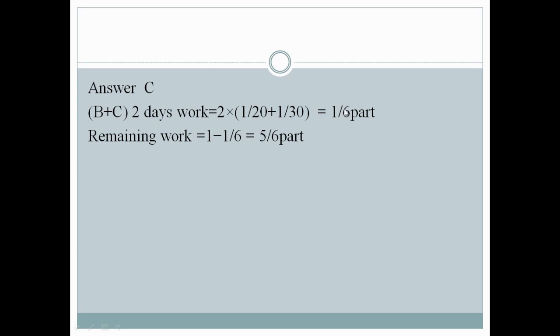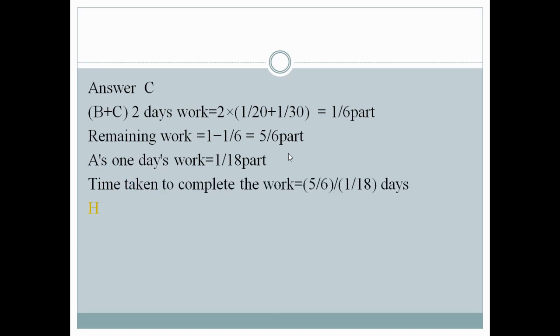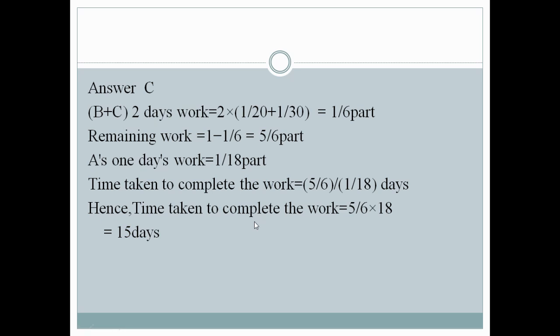Here 1 part out of 6 part is done. Remaining is 5 part out of 6 part. So the remaining part of work is done by A alone. So A's 1 day's work is 1 by 18. So to finish 5 by 6 part of the work, the time taken by A is 5 by 6 divided by 1 by 18. That is equal to 5 by 6 into 18 equal to 15 days. So A can finish the work in 15 days.